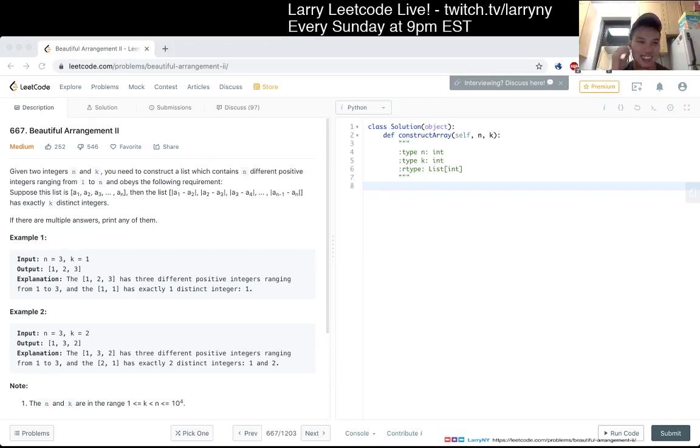But yeah, 667, Beautiful Arrangement 2. Given two integers n and k, you need to construct a list which contains n different positive integers ranging from 1 to n and obeys the following requirement. Suppose this list is a sub 1 to a sub n, then the list of absolute differences has exactly k distinct integers. If there are multiple answers, print any of them.